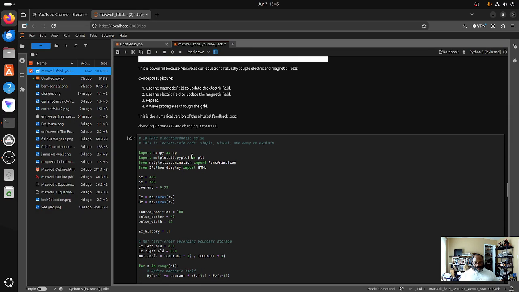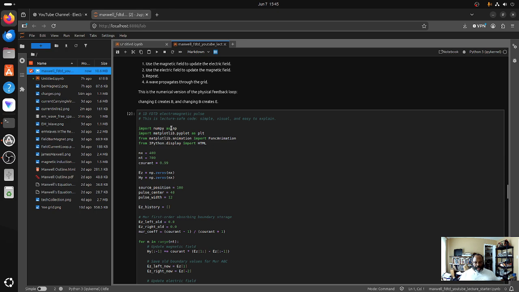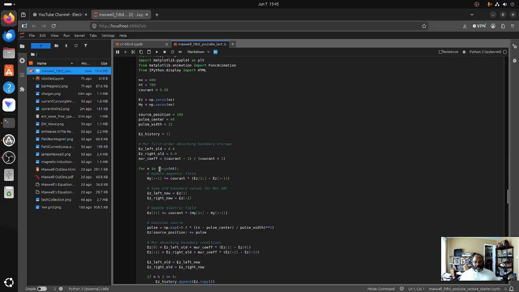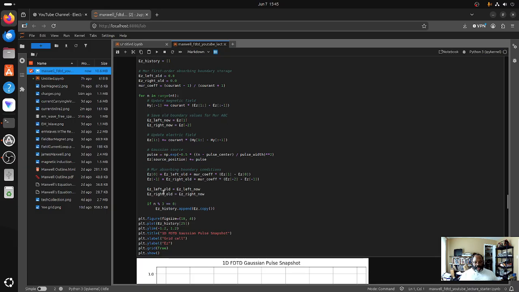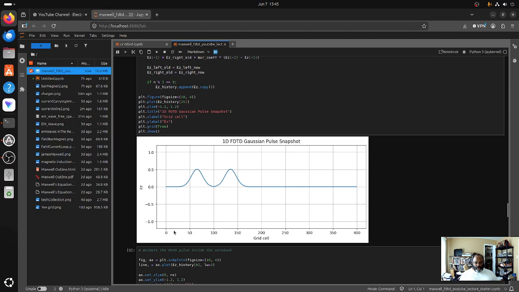Now this is the code that I showed you in my first video. The only difference is that the way I have it written here, I'm going to take a snapshot in time. So here is my simulation domain. Remember that I said it was 400 points long, so I have 400 grid points, and I was starting a wave here at the source point at grid point number 100. You can see that it is generating two waves, one traveling to the left and one traveling to the right.